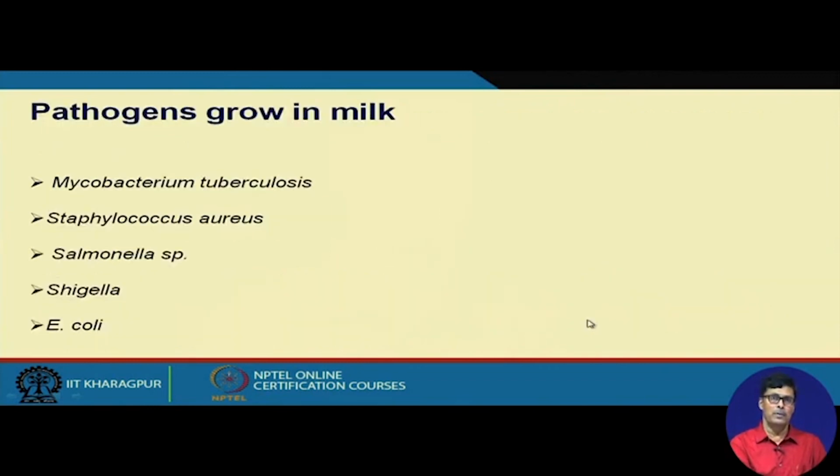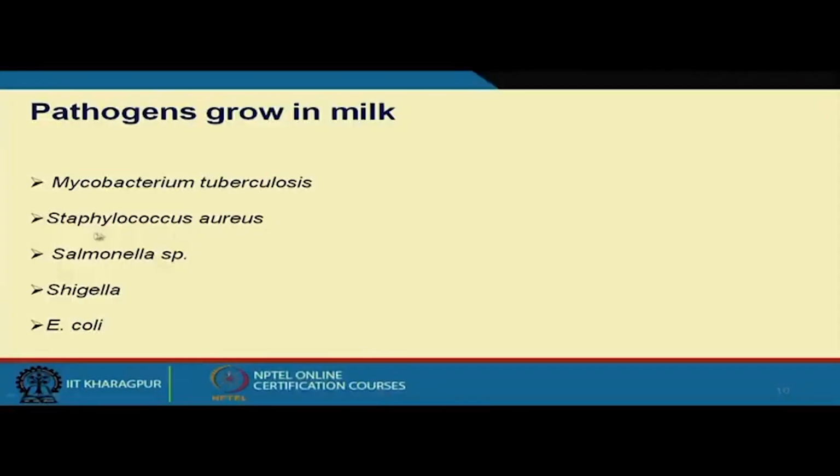That is undesirable. Another important thing is that a lot of pathogens can grow in milk. The pathogens are Mycobacterium tuberculosis, TB, we know that, then Staphylococcus aureus, Salmonella species, Shigella, and E. coli. These are the different pathogenic organisms that can grow in the milk. That is the reason why we cannot preserve the milk as it is for a longer period of time.